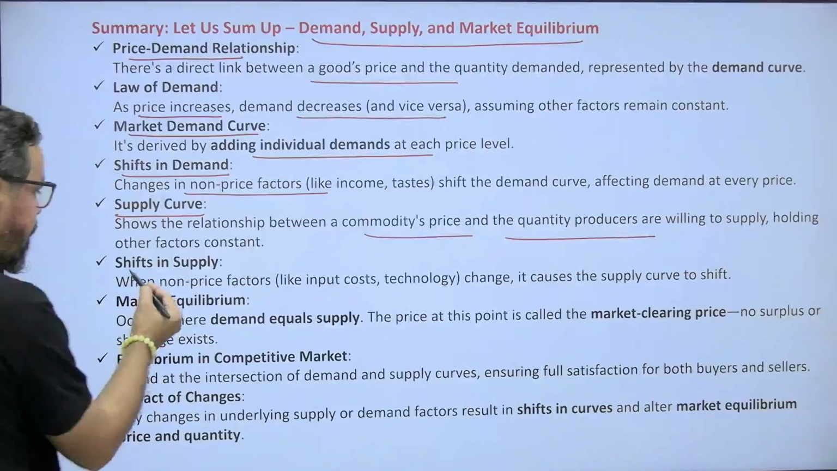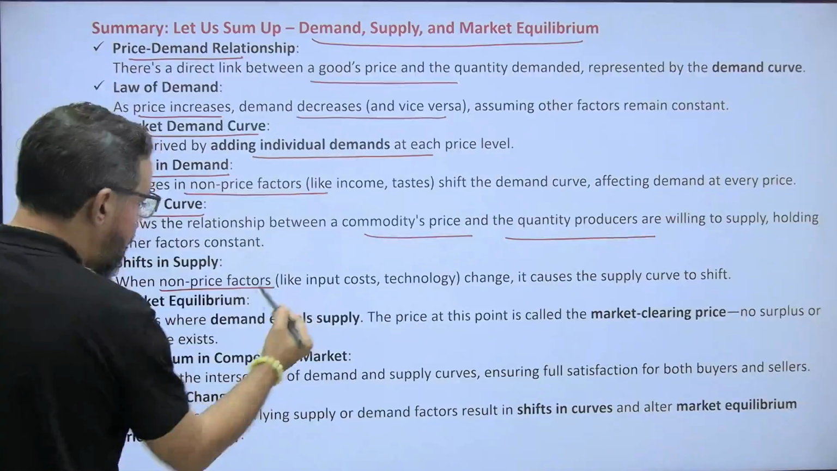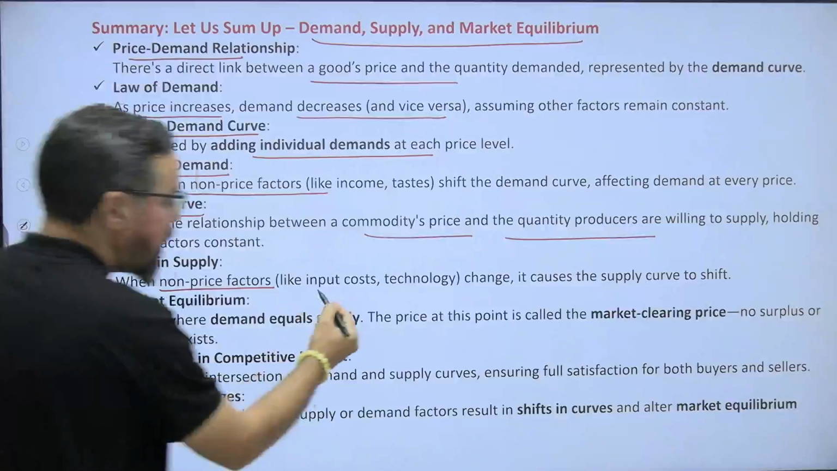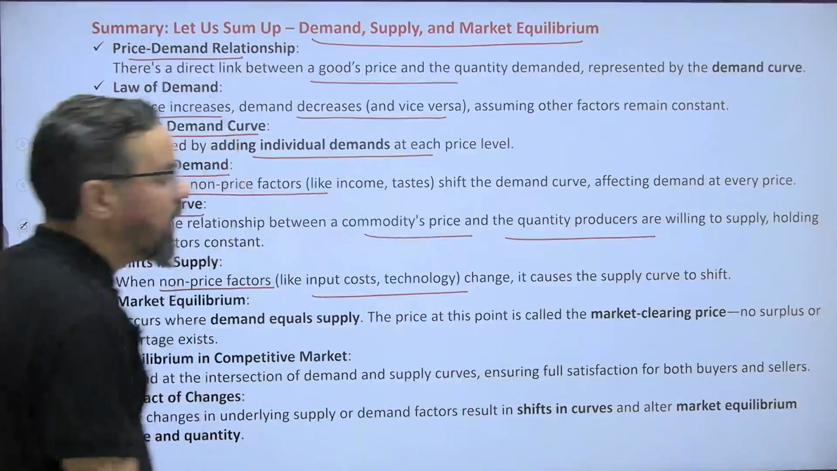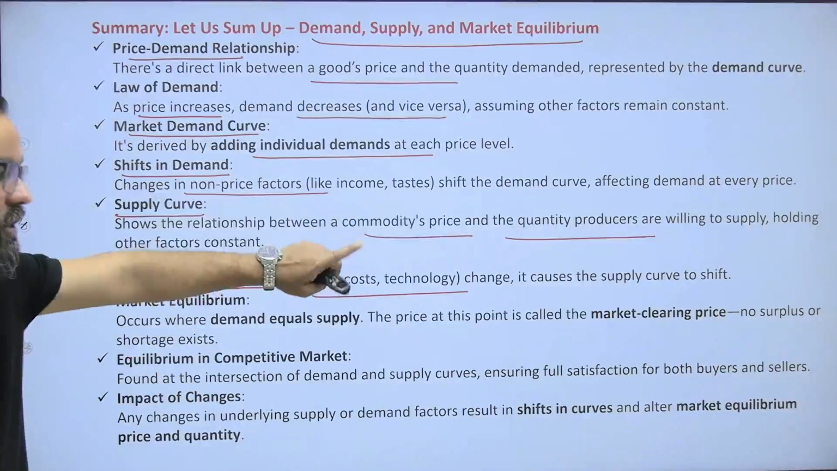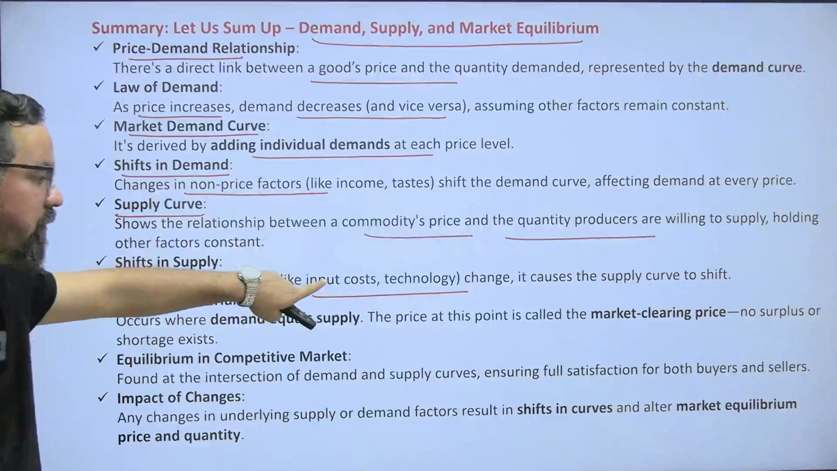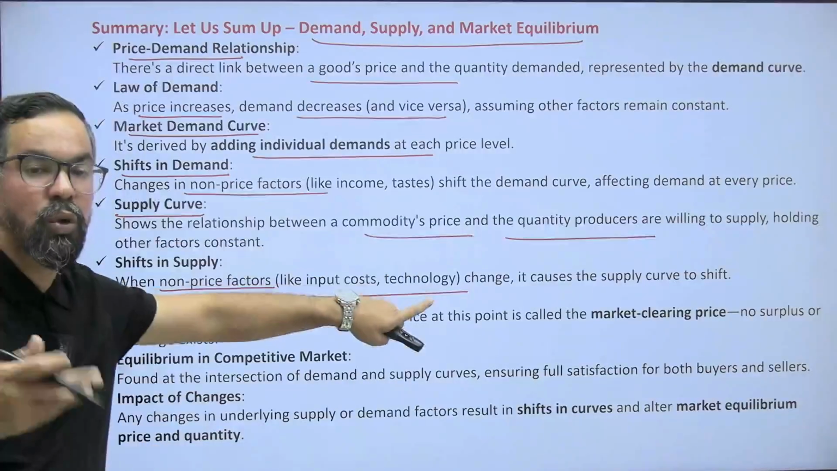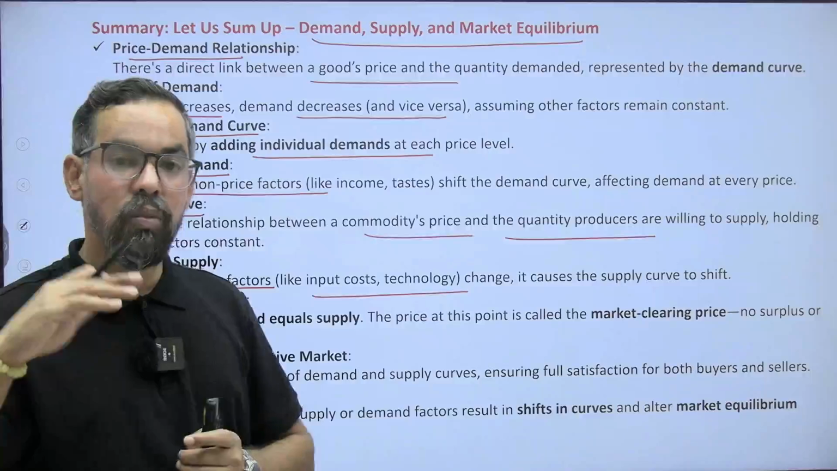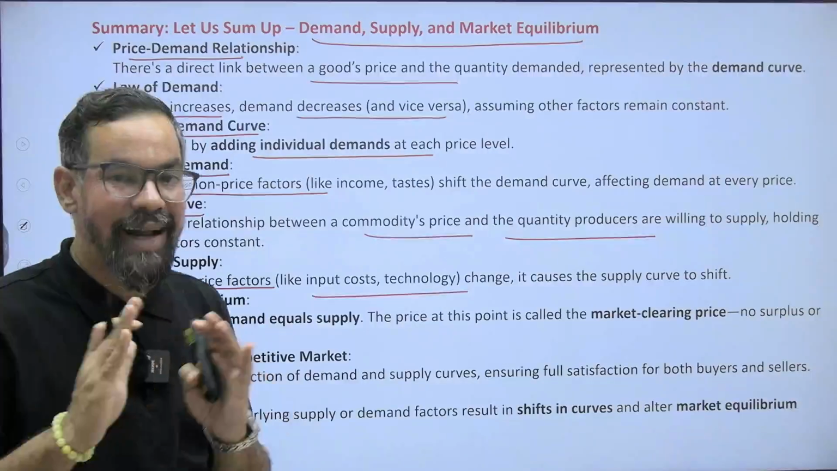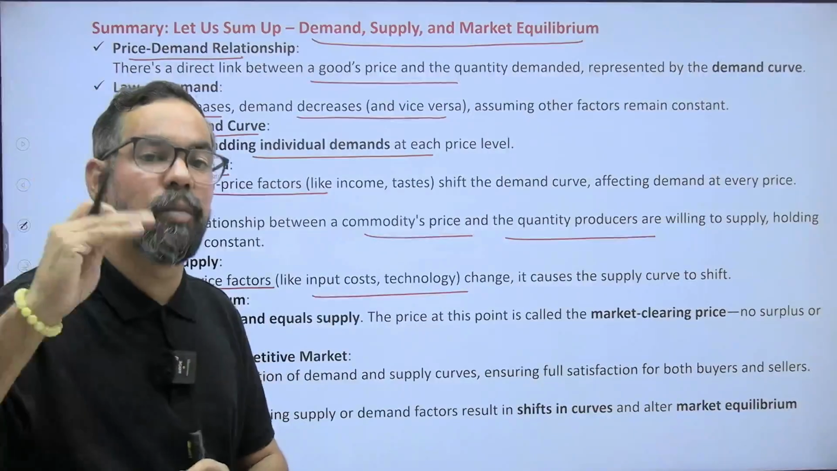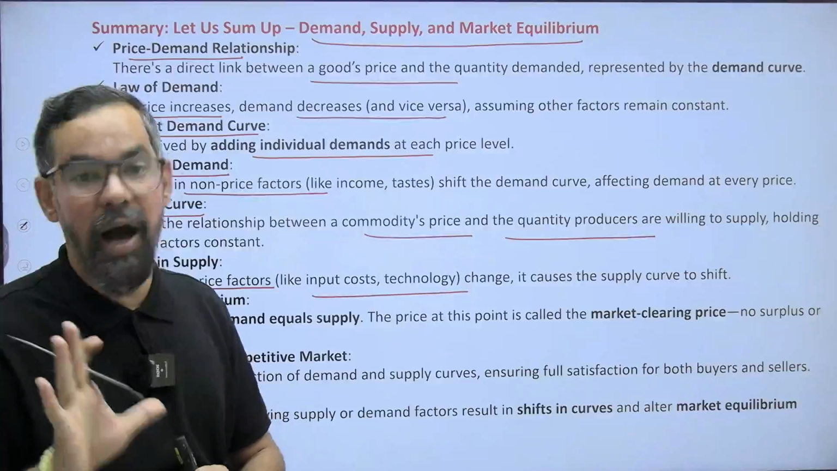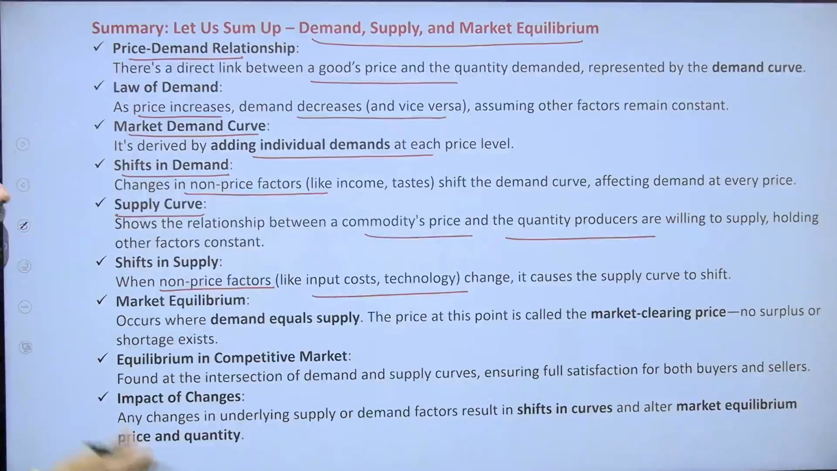When non-price factors like input cost and technology changes occur, they cause the supply curve to shift. Like if input cost decreases or technological advancement happens, you will be able to produce goods or services at a lower cost. So you want to sell more quantity at that market price, right? Because your overall profit will increase.